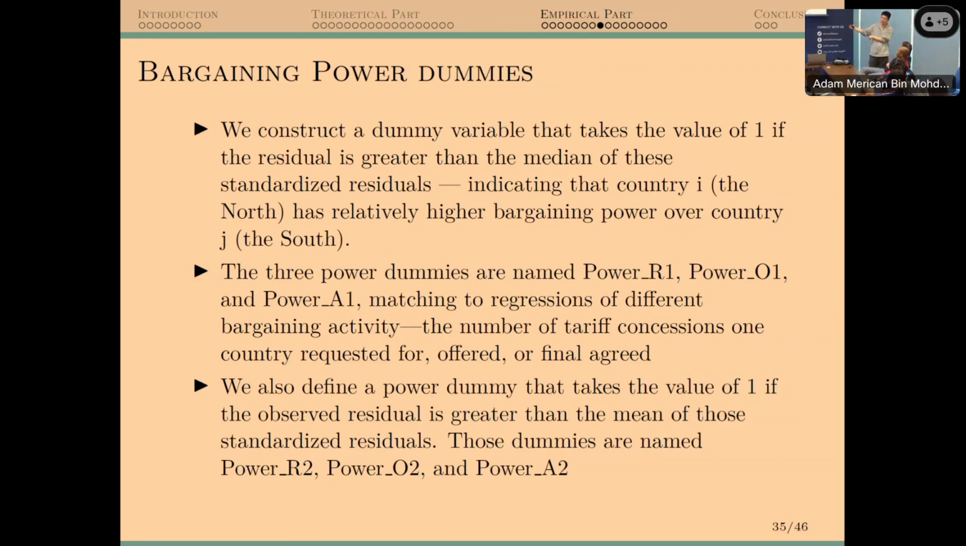We reported only the dummies because we believe that if it is above the threshold, then it means you have the bargaining power over the South country. So it's like deciding whether you have the power or not. The variation will become less. Yeah, but I think it would be better if we also report the standardized residual. With the dummy, it's easier to decide and makes your analysis straightforward. Continuous data can also be used, but for this dummy, it means whether you have the power or not.